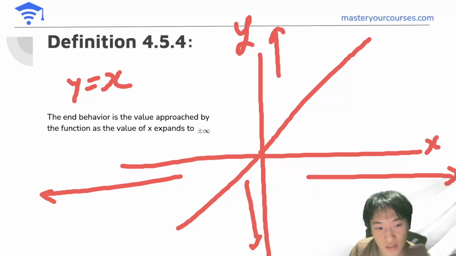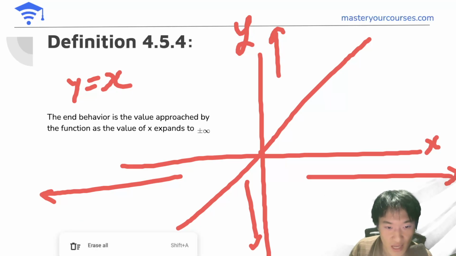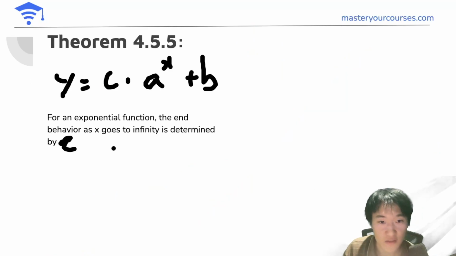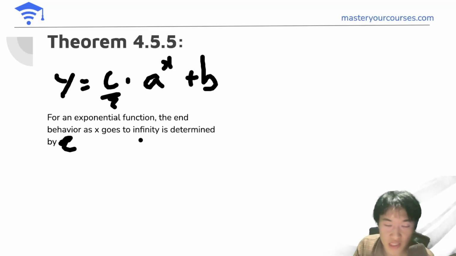Negative infinity as well. But you'll see that there are some cases in which this is not so obvious, and some things to know as well about exponential and quadratic functions. So, for an exponential function, the end behavior as x goes to infinity is determined by the value c. It's this coefficient that determines it. So let's just think of the two cases. If c is positive, c is negative, right?